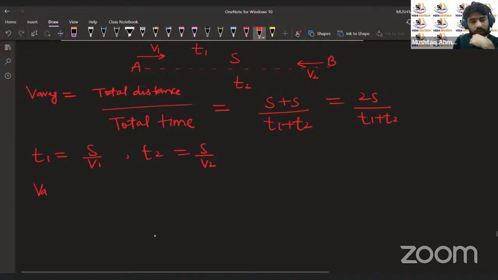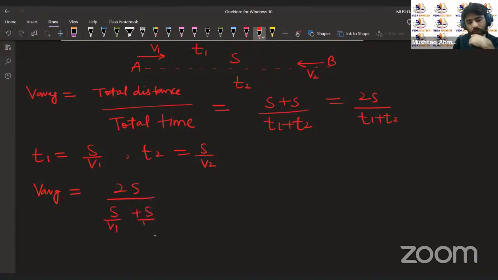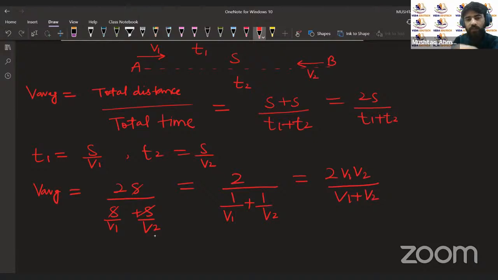So the value of the average speed will be twice s over s over v1 plus s over v2, right? So s and s will get cancelled. So it's 2 over 1 over v1 plus 1 over v2, right? Or we can write it as twice v1 v2 over v1 plus v2. So this will be the average speed in this case.